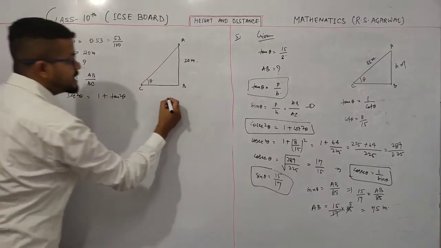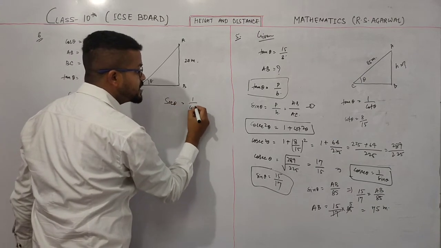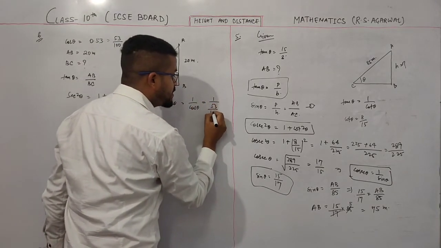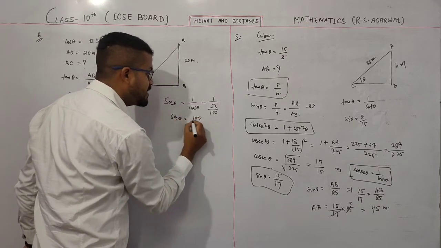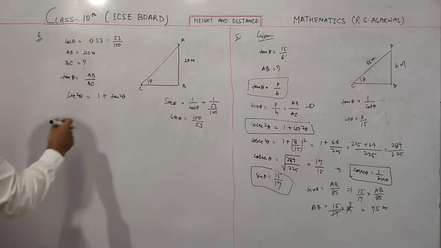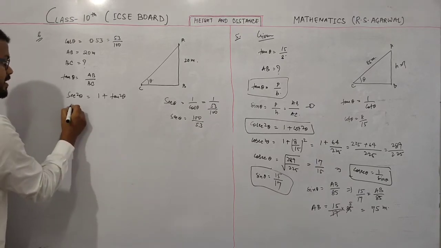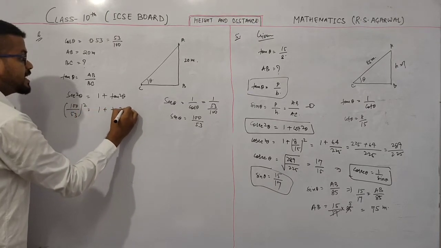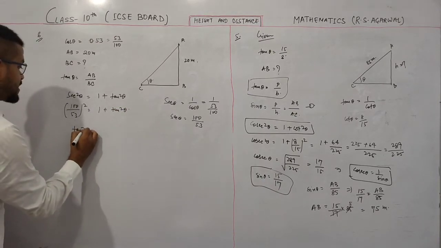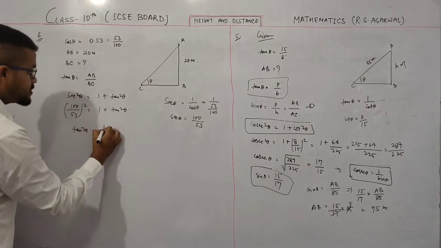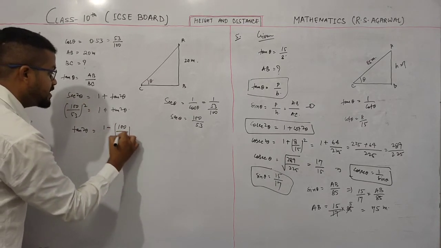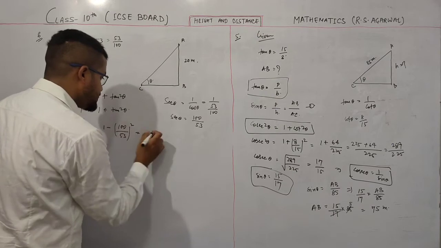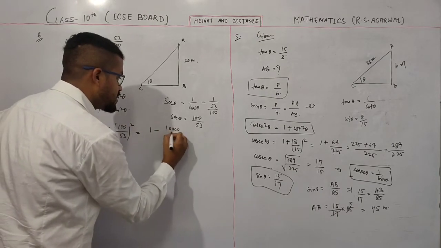Look, sec theta is the reciprocal of cos theta, and we know the value of cos theta is 53 by 100. So sec theta is equal to 100 by 53. Now I put here 100 by 53 whole square is equal to 1 plus tan square theta. So tan square theta is equal to (100 by 53) square minus 1, with 100 square in the numerator.